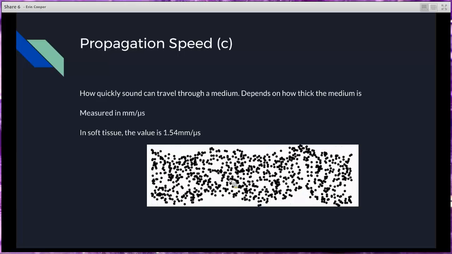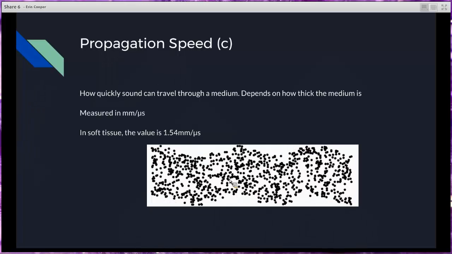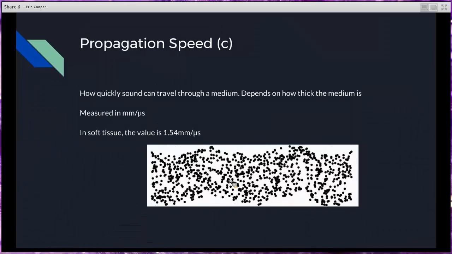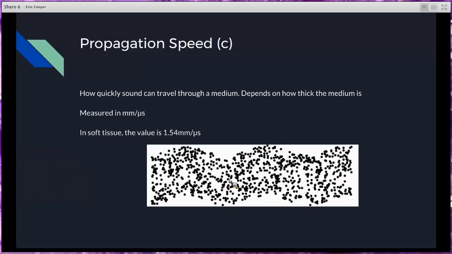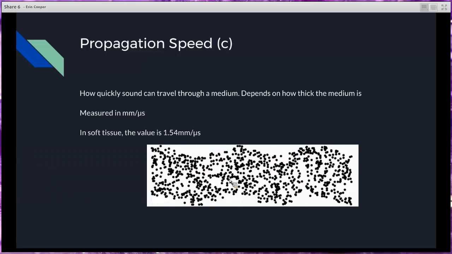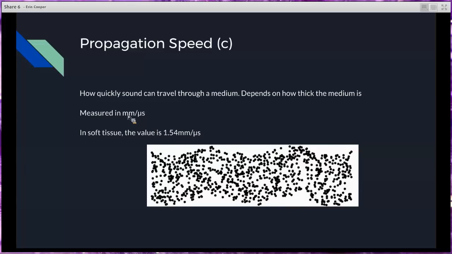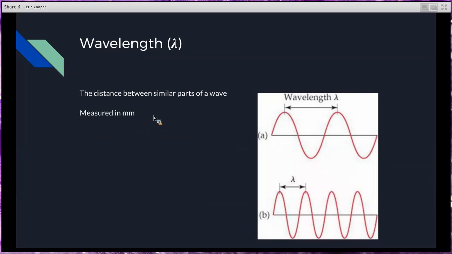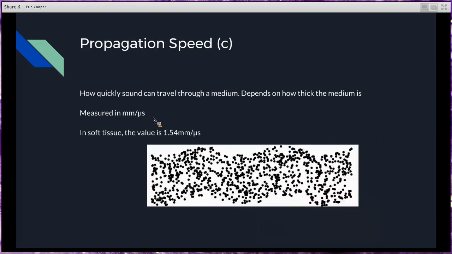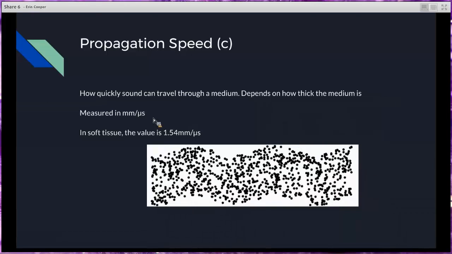When we are talking about prop speed, we will measure this one in millimeters per microsecond. You can think of this as like when you're driving a car and you say, I'm driving 50 miles per hour. You would write it the same way. It would just be miles over hour. But in this case, it's going to be millimeters per microsecond.